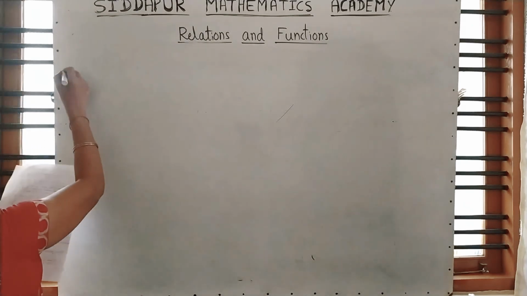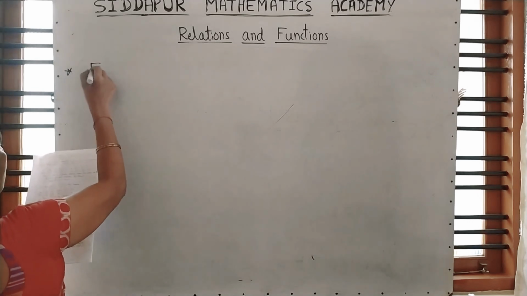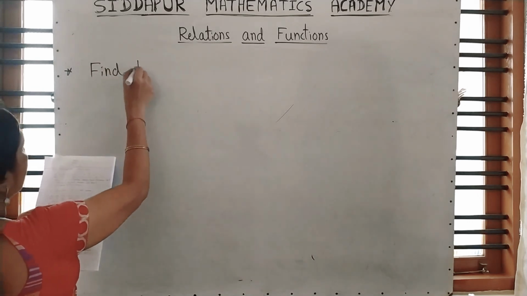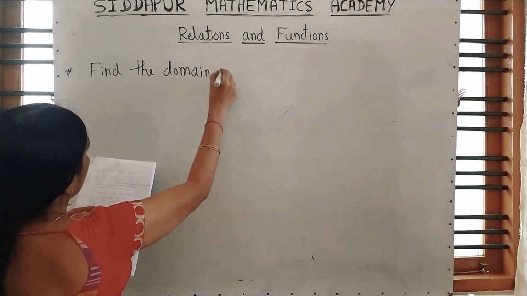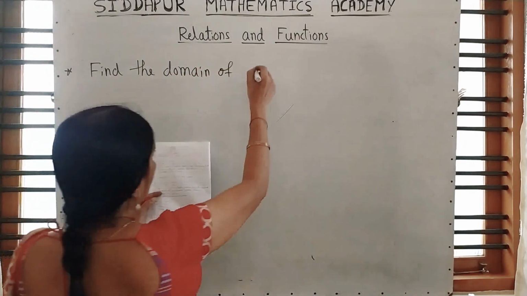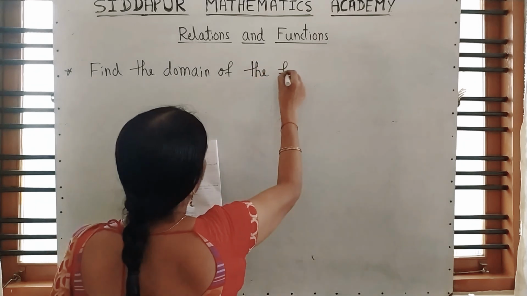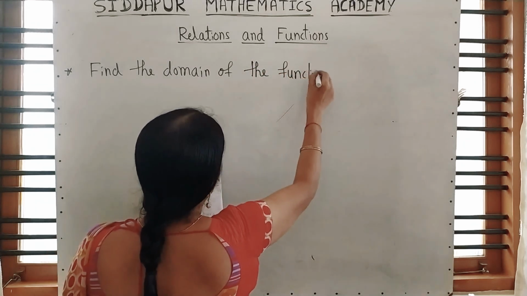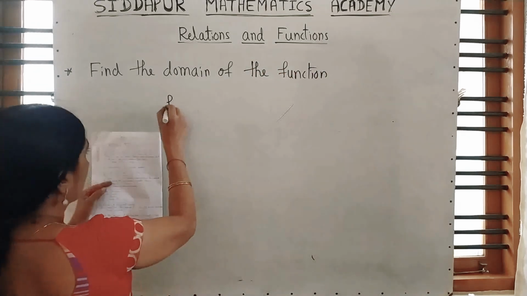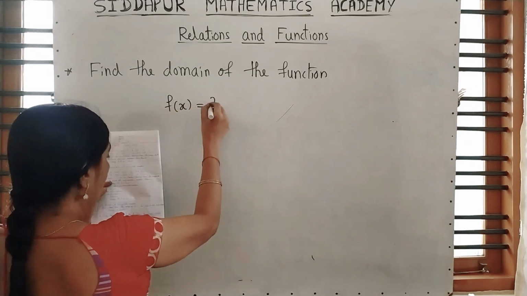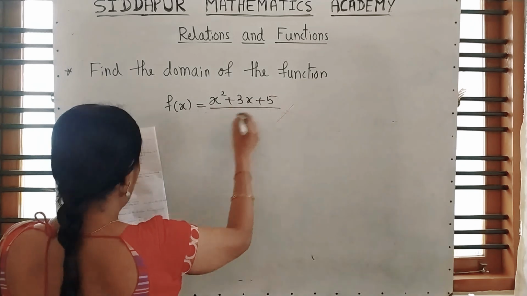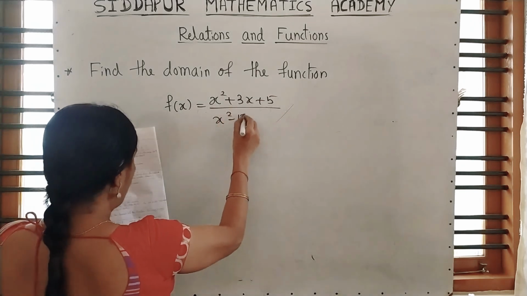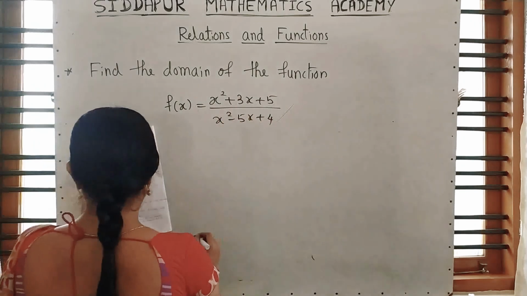One important question is, find the domain of the function f of x is equal to x square plus 3x plus 5 upon x square minus 5x plus 4.